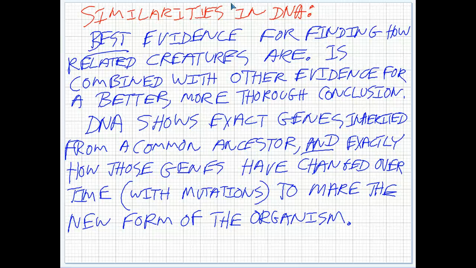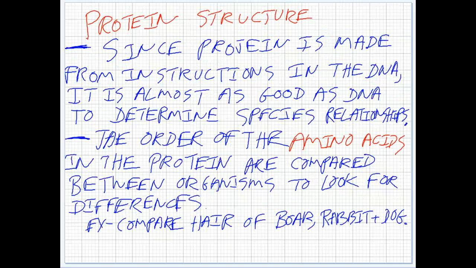So the DNA shows the exact genes we inherited from our ancestors and exactly how they've changed, which mutations they picked up as organisms changed from giant sloth into regular sloth, and of course the mutations they may have picked up as they changed to other organisms. So it makes the new form of the organism with those mutations, and we can see exactly what's happened to them as they changed.